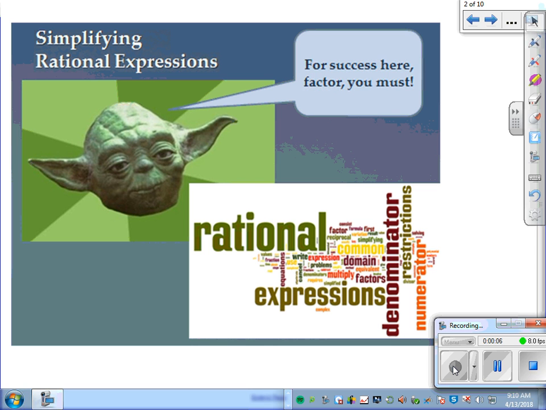Alright guys, in this video we're going to be doing some examples simplifying rational expressions. And the name of this game is quite simple. You factor, factor, factor, then you cancel, cancel, cancel.